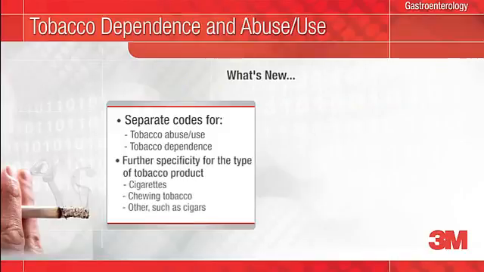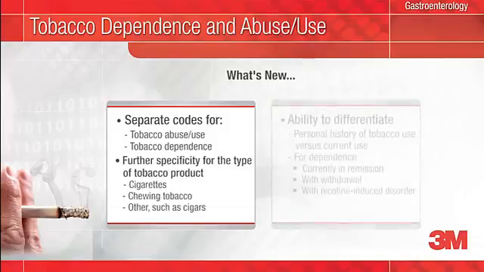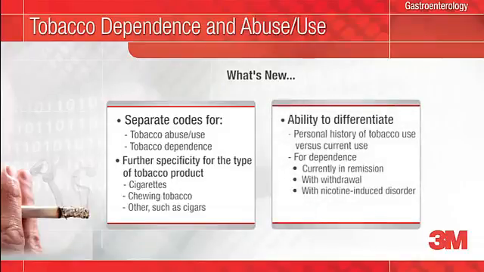Additionally, further specificity is provided in ICD-10 for the type of tobacco product dependence, as cigarettes, chewing tobacco, or other, for example, cigars, so this should be documented as well. Your documentation should differentiate between current abuse or dependence versus a person who no longer uses tobacco. Starting in 2002, the number of former smokers has exceeded the number of current smokers. For tobacco dependence, ICD-10 provides the ability to report remission and withdrawal.